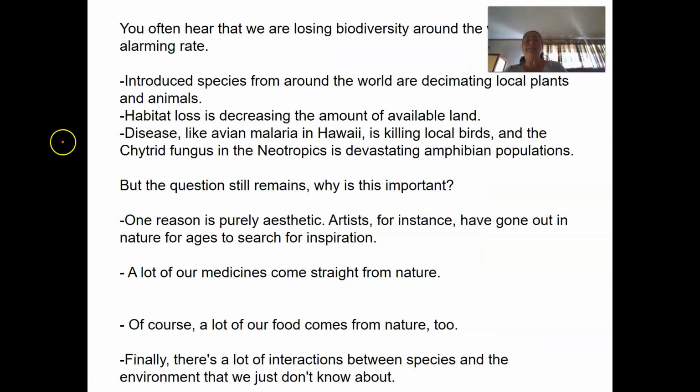This is a little bit of information that I pulled about why it's important that we are losing biodiversity. You often hear that we are losing biodiversity around the world at an alarming rate. One thing that happens is introduced species from around the world are decimating local plants and animals. We call these introduced species invasive species.